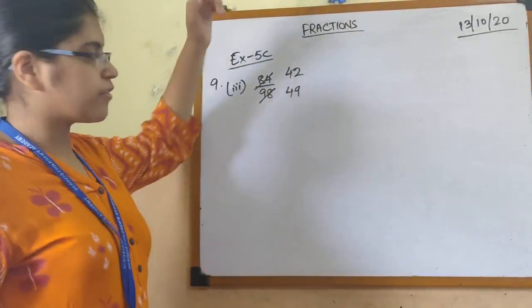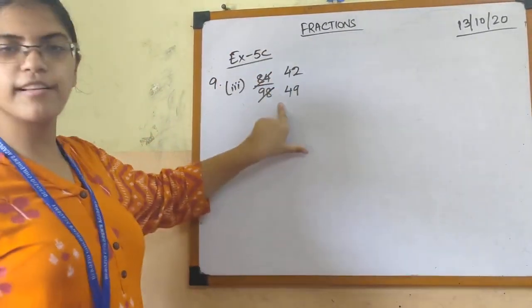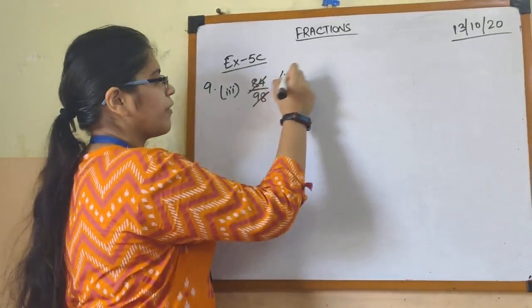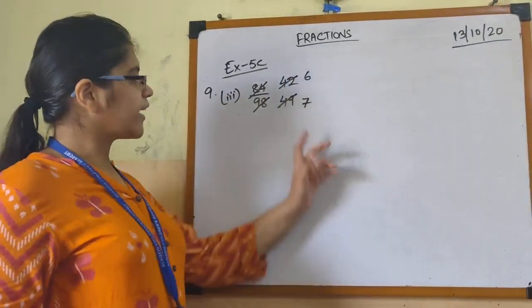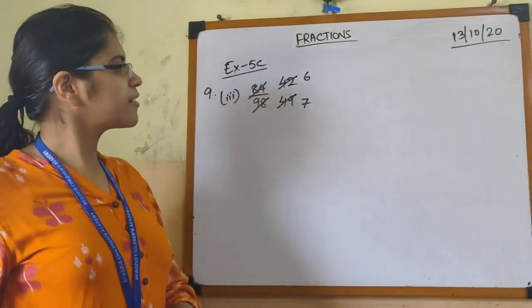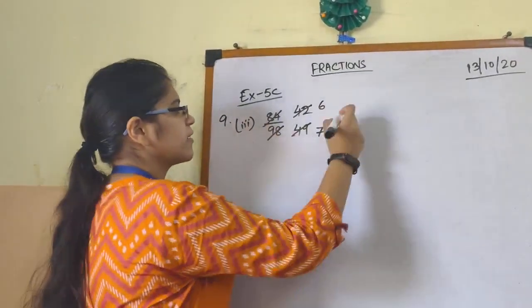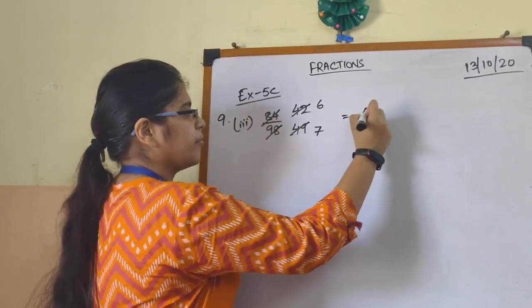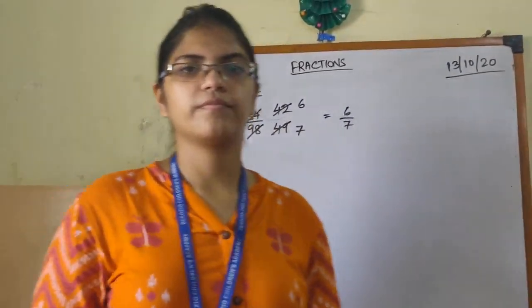So numerator is 42, denominator is 49. Now see, both of these we can cancel with 7, because 7 times 6 is 42 and 7 times 7 is 49. Now we are getting 6 by 7. So after this, see, we cannot cancel it anymore, right? So that means 84 by 98 can be written as 6 by 7 after reducing the fraction.